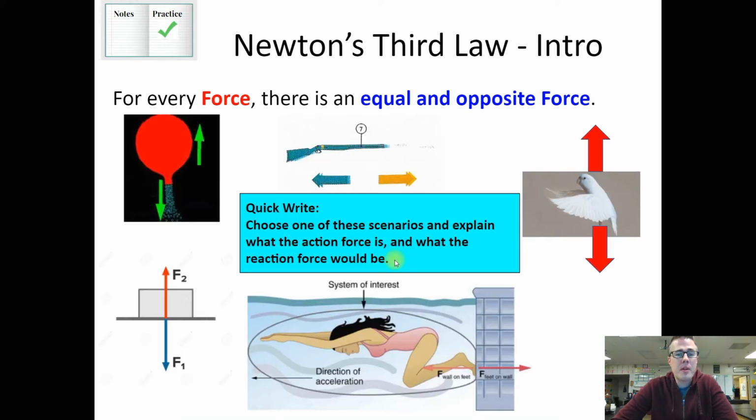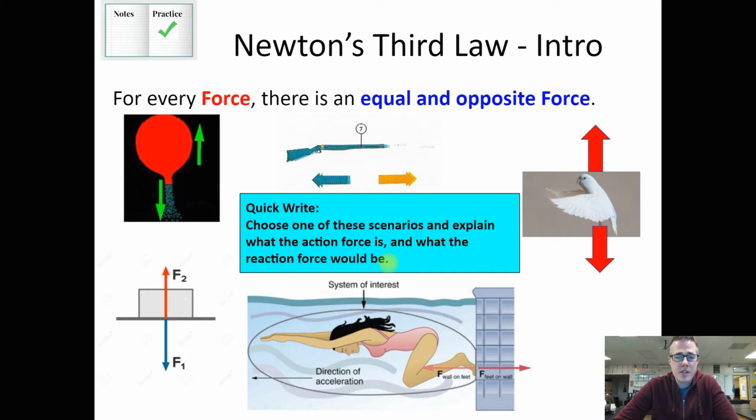So to kind of wrap up our little first objective about an introduction to Newton's third law, I want you to take one of these examples that's on your screen. These are all examples of Newton's third law. And I want you to, on your practice side, do a quick write. So write down quick write so I can find your writing when I look at your work. Choose one of these scenarios and explain in a sentence or two what the action force is and what the reaction force is. Pause the video and go for it now.